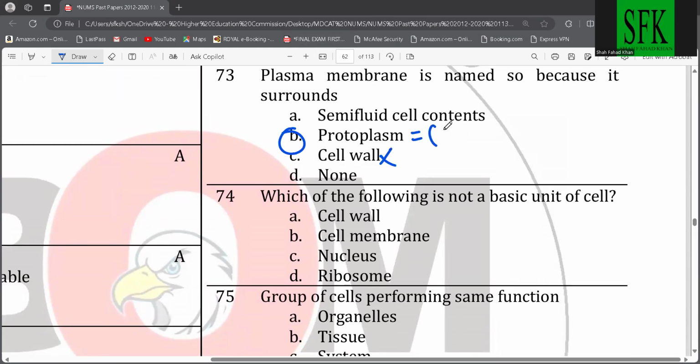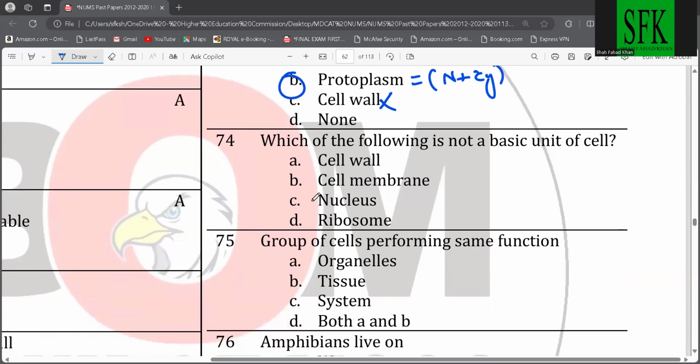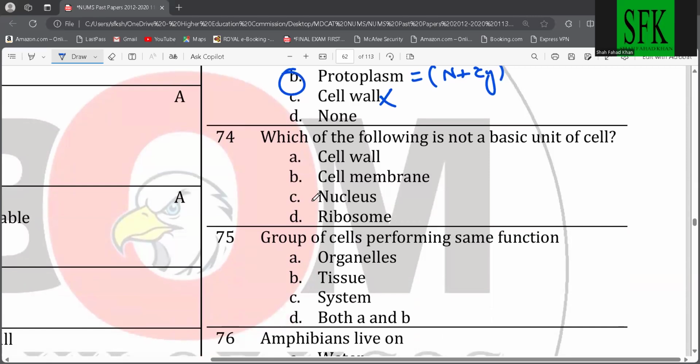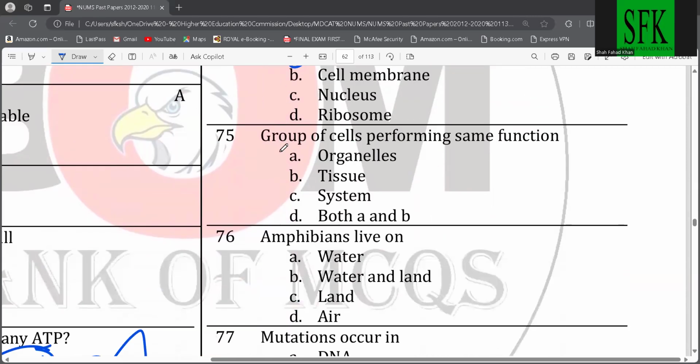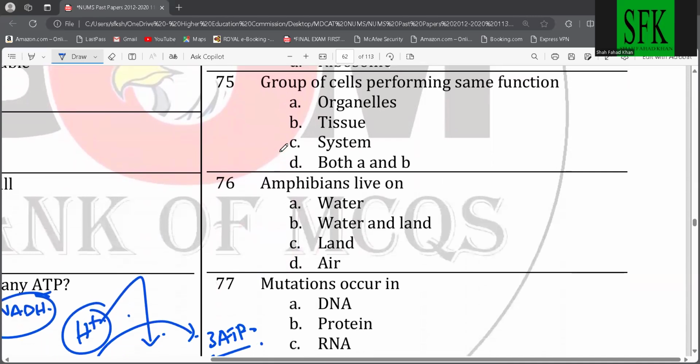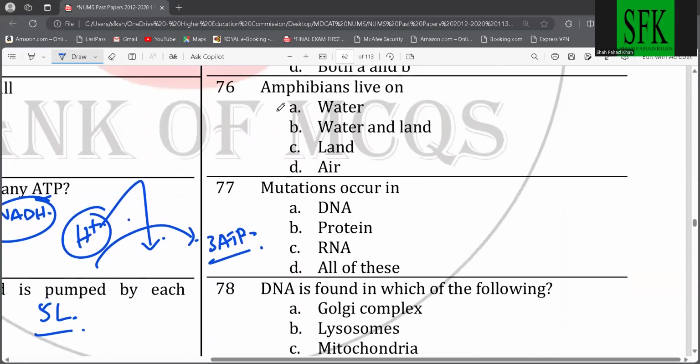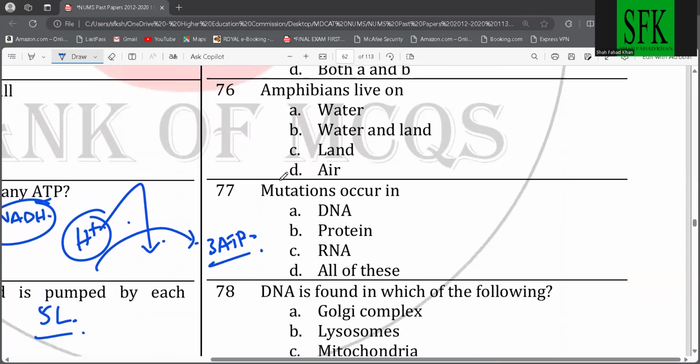And what all comes in protoplasm? This is important. Nucleus plus cytoplasm is protoplasm. Then which of the following is not a basic unit of the cell? So cell wall is not a basic unit because it is not present in animal cells. And a group of cells performing the same function is called a tissue. Okay. Amphibians live on water and land both.